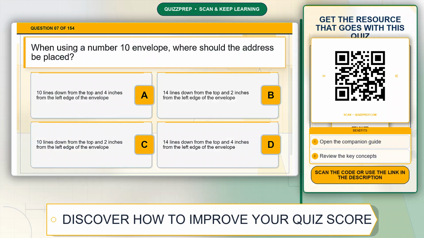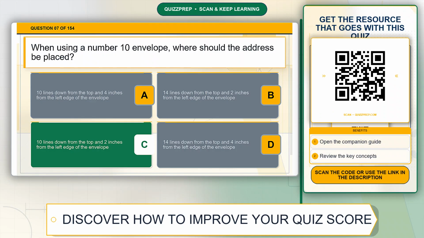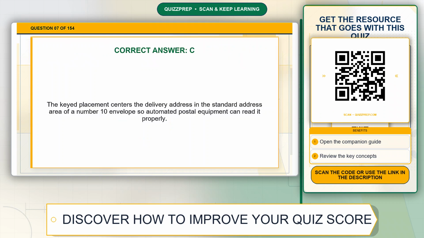Question 7. When using a number 10 envelope, where should the address be placed? Option A. 10 lines down from the top and 4 inches from the left edge of the envelope. Option B. 14 lines down from the top and 2 inches from the left edge of the envelope. Option C. 10 lines down from the top and 2 inches from the left edge of the envelope. Option D. 14 lines down from the top and 4 inches from the left edge of the envelope. The correct answer is option C. 10 lines down from the top and 2 inches from the left edge of the envelope. Explanation. The keyed placement centers the delivery address in the standard address area of a number 10 envelope so automated postal equipment can read it properly.